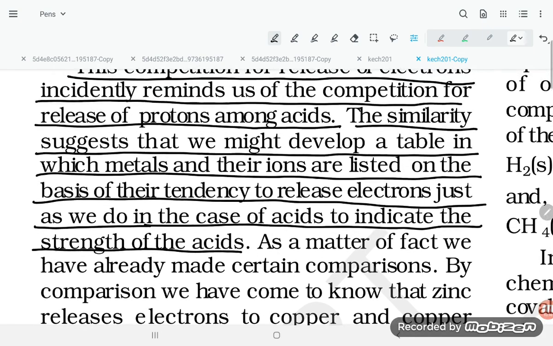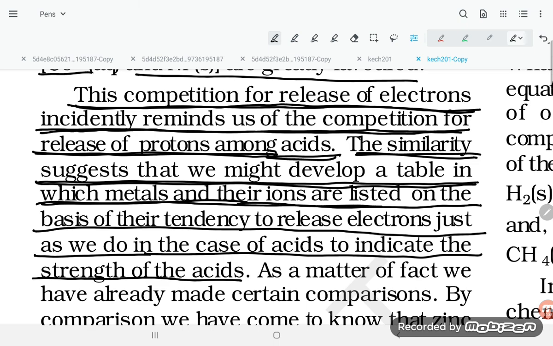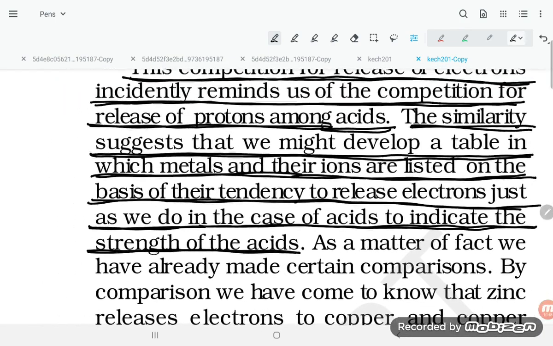Okay, what is the point here, student? This competition of releasing of electron incidentally reminds us of the competition for the release of proton among the acids. The similarity suggests that we might develop a table in which metals and their ions are listed on the basis of their tendency to release electron, just as we do in the case of acids, to indicate the strength. So we are going to develop what, student? An electrochemical series on the basis of releasing the electron.